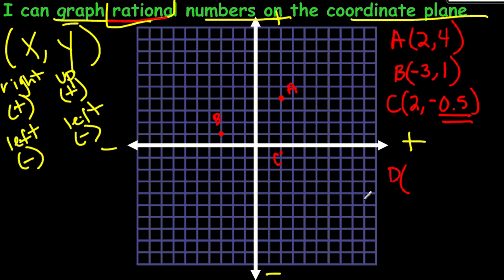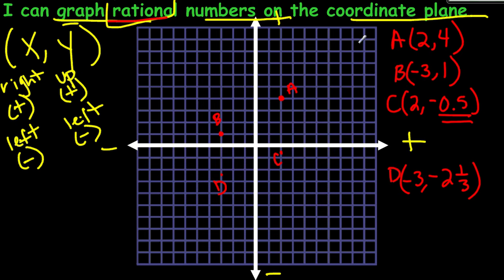Let's look at point D. Point D, I might have (-3, -2 and 1/3). So if I look here, I start at my origin, I go -3, so left 3, 1, 2, 3, and down 1, 2, and 1/3. So not even halfway to the 3, and I could label that with D.